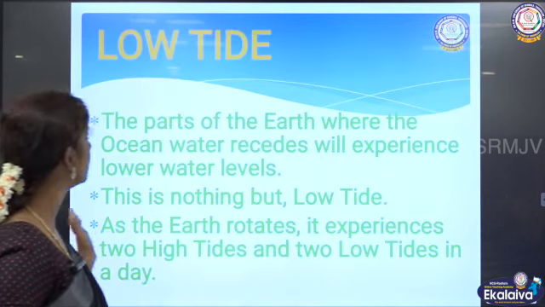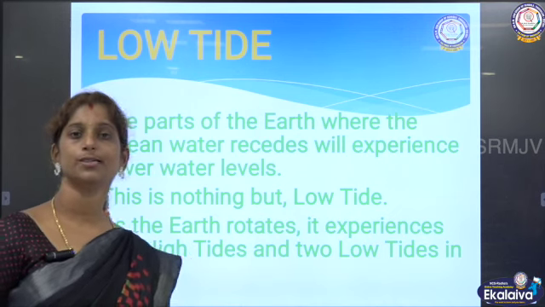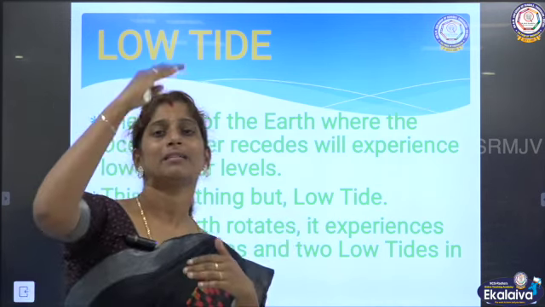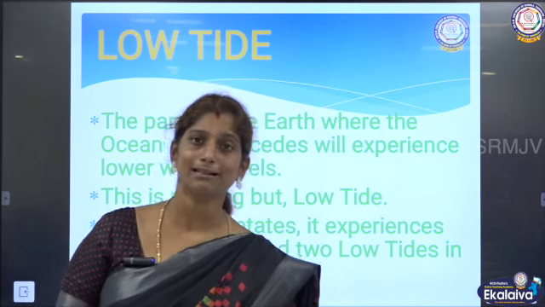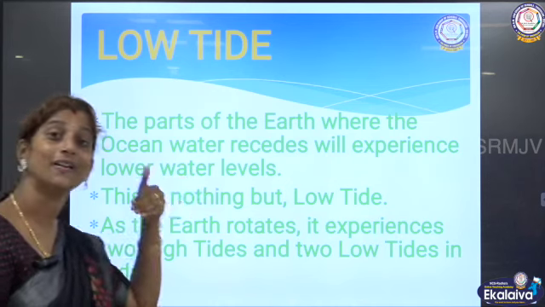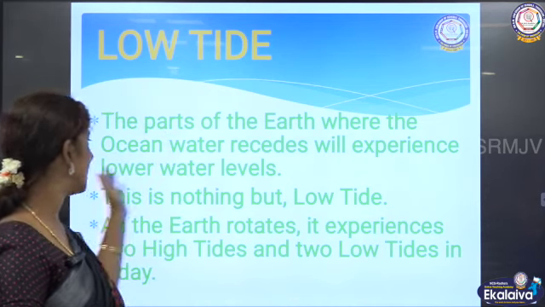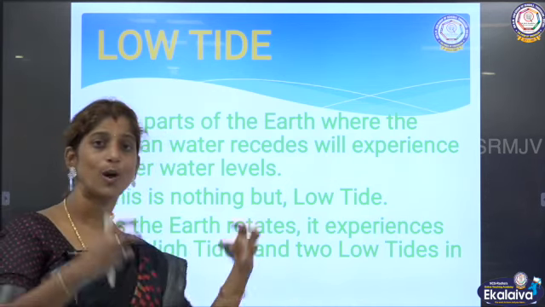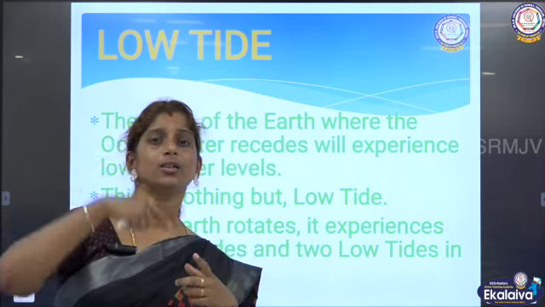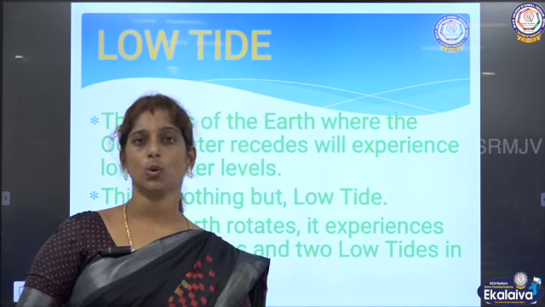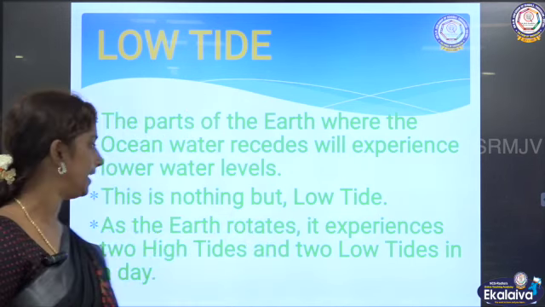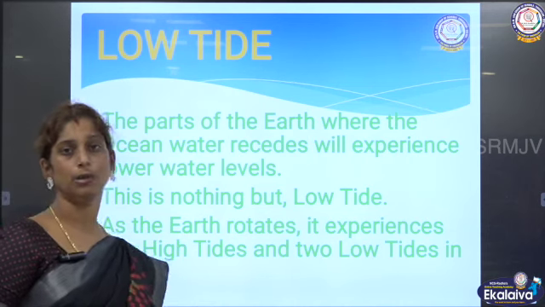So now we are going to see about low tide. The two sides which face high tide, the other two sides will face obviously the low tide. So the parts of the earth where the ocean water recedes will experience lower water level. So as the water level becomes higher on these two sides, on the other two sides the water level will go down. So that is why those two zones are facing low tide. So this is nothing but low tide.